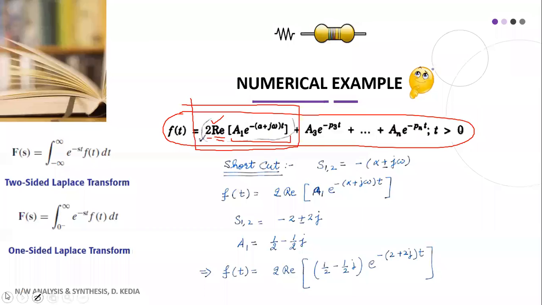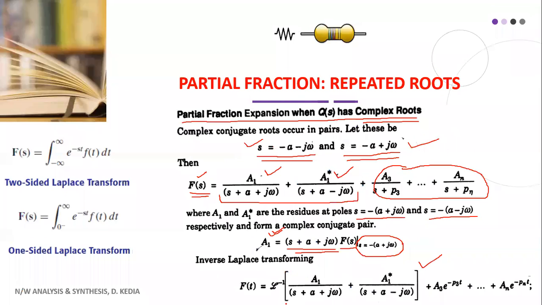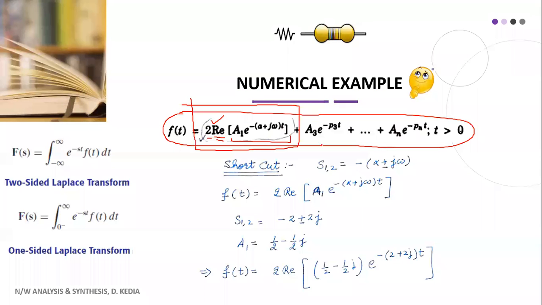So just have a look at the previous slide. See, this has to be substituted for these two taken together: A1 upon s plus alpha plus j omega plus a1 star by s plus alpha minus j omega. For these two terms taken together, you have to use this thing, twice of real part of a1 e raised to power minus alpha plus j omega t. So students, you memorize this. This is a shortcut method to arrive at the solution in a faster manner. And the same thing will come.